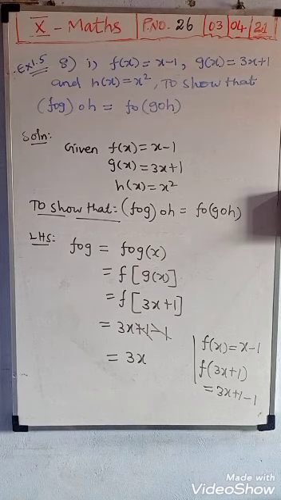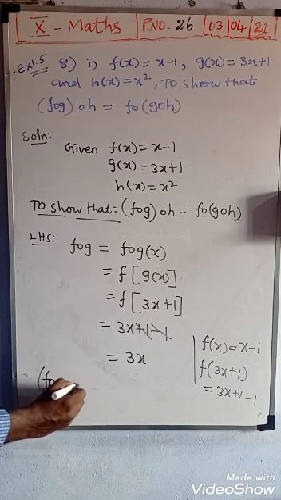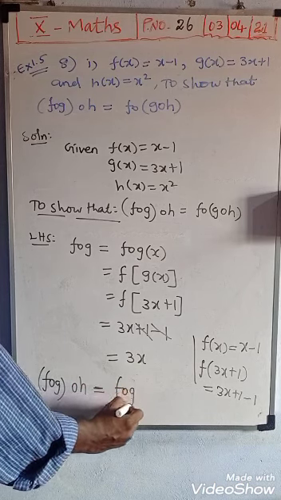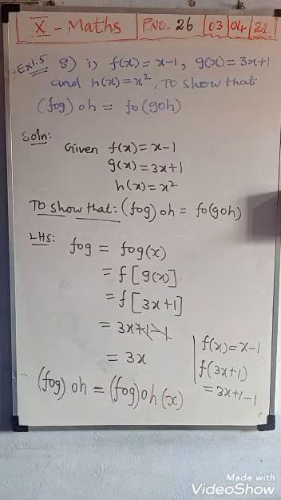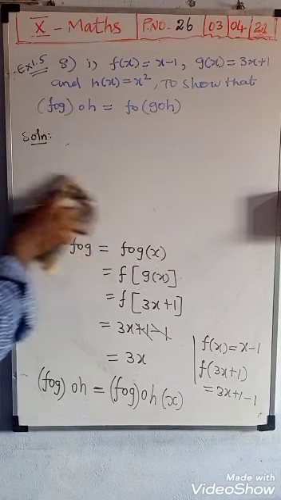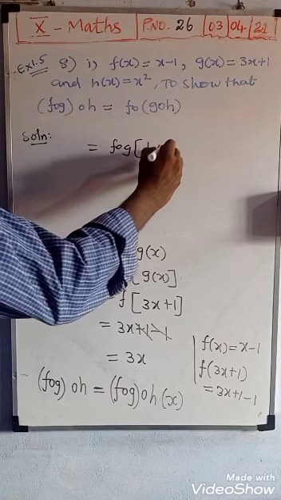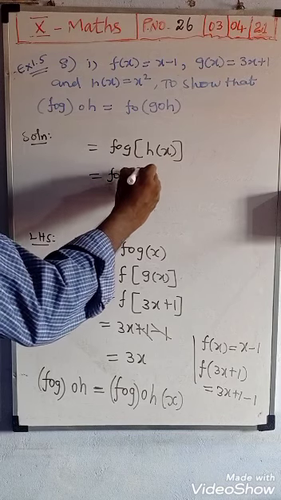Okay. Next, you see (f composition g) composition h. So this we can write as (f composition g) composition h of x. Now we can write this as (f composition g) of h of x.